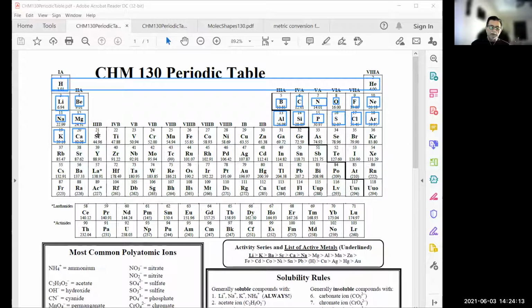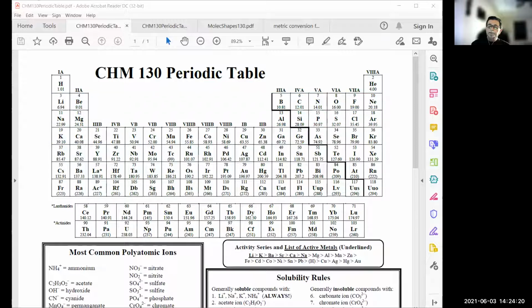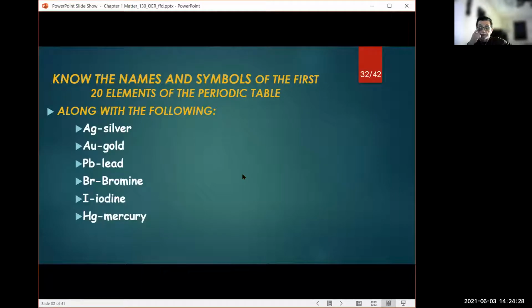So be familiar with the first 20 elements. And then on top of that, learn these metals, and there'll be more coming. Not a lot. We're not going to have you memorize all 118 elements, but definitely learn the ones that are used quite often.